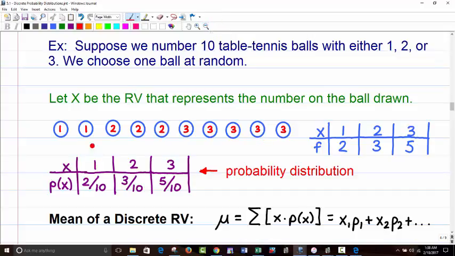So then the value 1 would have a 2 out of 10 chance because there's 2 1s. 2 would be 3 out of 10, and 3 would be 5 out of 10.